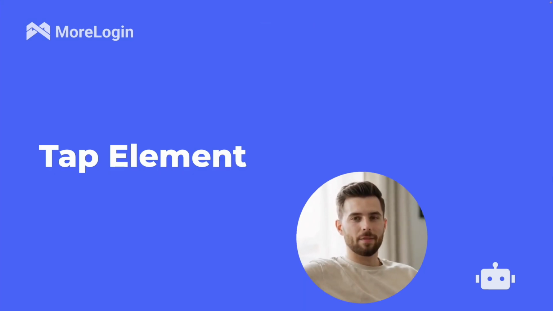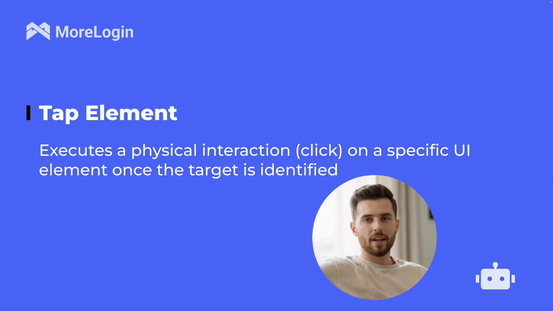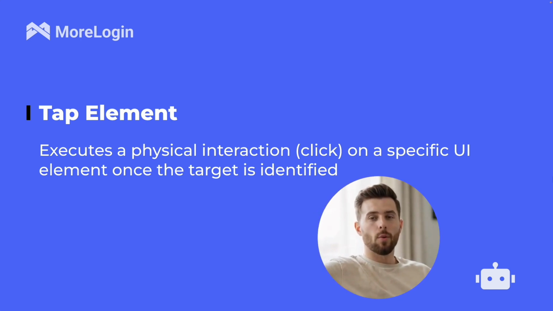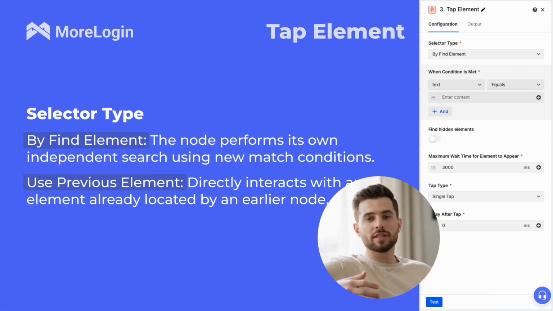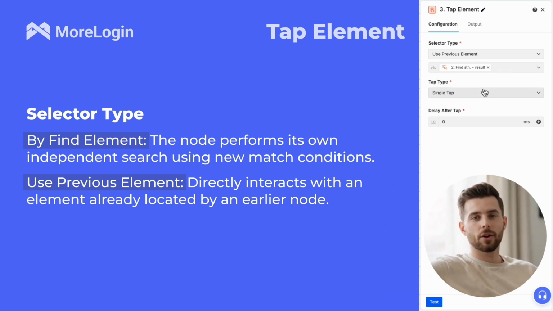Next is Tap Element. In general, this is the node you use when your workflow needs to perform a click on a UI tree element. So, once the workflow knows what the target is, Tap Element is one of the most common ways to actually interact with it. Here, we can choose how the node selects the target. MoreLogin provides us two selector types. You can either choose by Find Element, which means Tap Element performs its own matching again using selector conditions, or use Previous Element, which means it directly reuses an element returned by an earlier node.